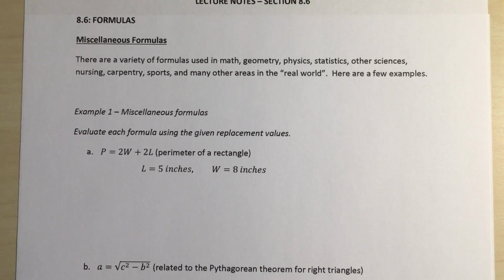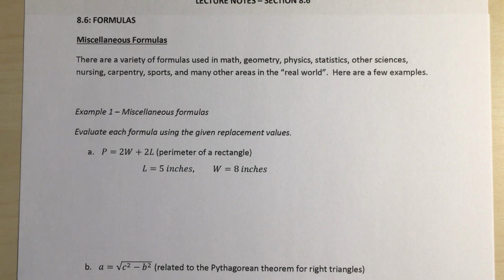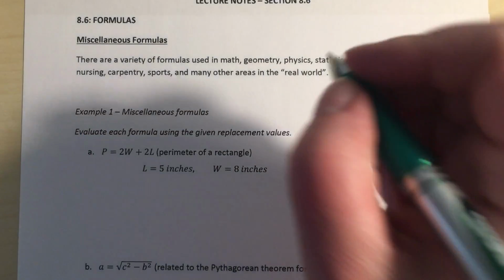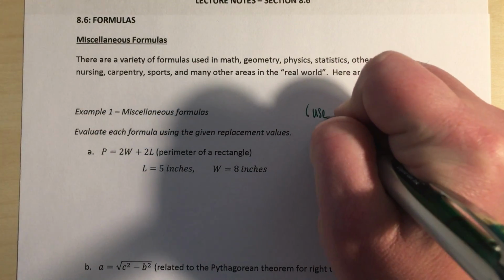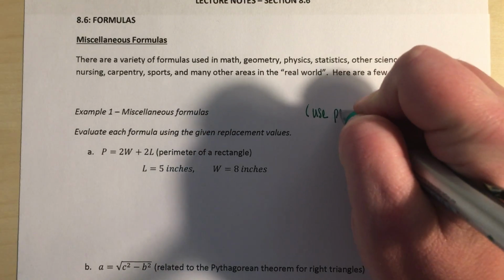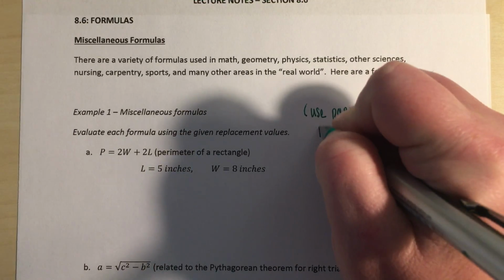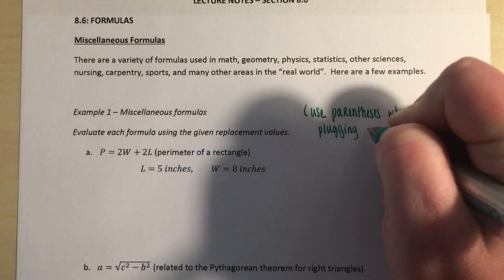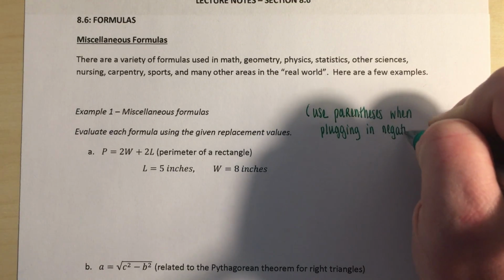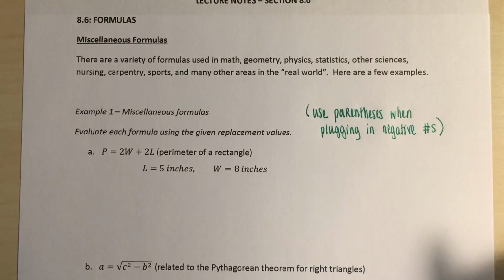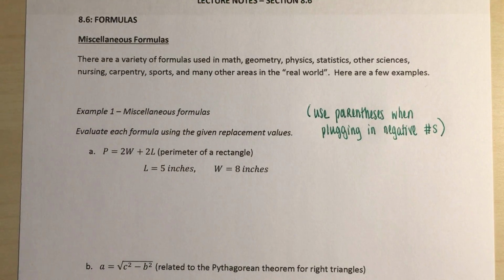So in this first example, we're going to evaluate each formula using the given replacement values. Notice that we may have more than one variable that we are plugging in values for. We want to make sure that we are plugging them in carefully and evaluating them carefully using our order of operations. One thing to mention before we get started is that if we have negative numbers, we want to make sure we use parentheses when plugging in negative numbers. We're not necessarily going to run into it in this very first example, but we will see it at least when we get to example 1c.